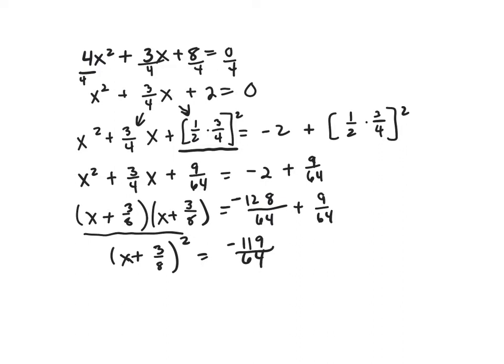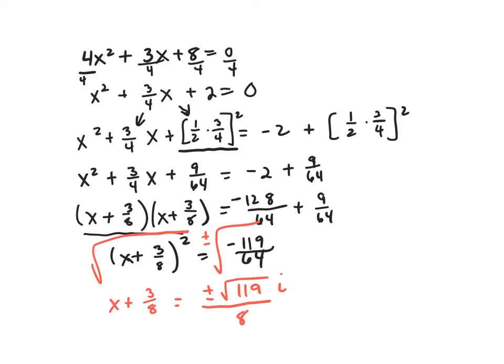Next thing you would do is take the square root of both sides. Let me go ahead and finish it. If you take the square root of both sides, that gives you plus or minus. So it's x plus 3/8 equals plus or minus square root 119 times i over 8. And that's x equals -3/8 plus or minus square root 119 times i over 8.